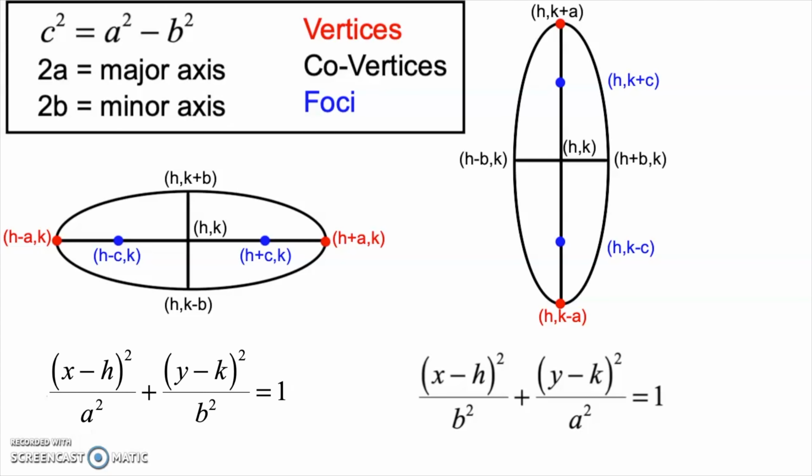The most important things to remember about an ellipse is that a squared is always the larger number. c squared is always equal to a squared minus b squared, and depending on where that a squared term is, you know whether the ellipse opens up or down, or to the left and the right. You can locate the vertices by moving along the major axis, the co-vertices along the minor axis, and the foci are always c away from the center.